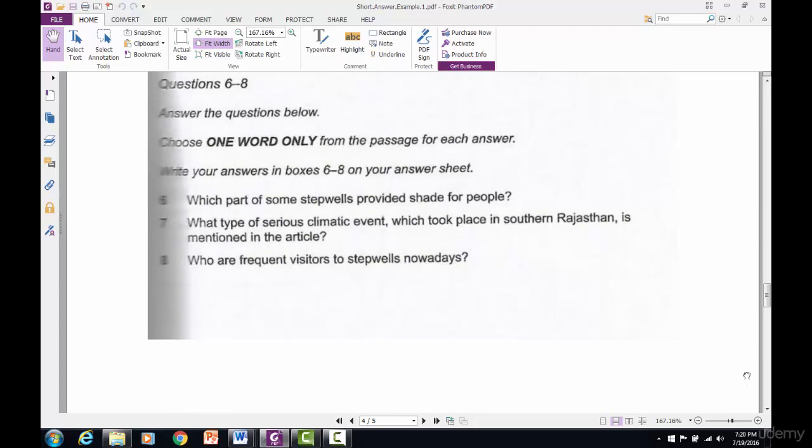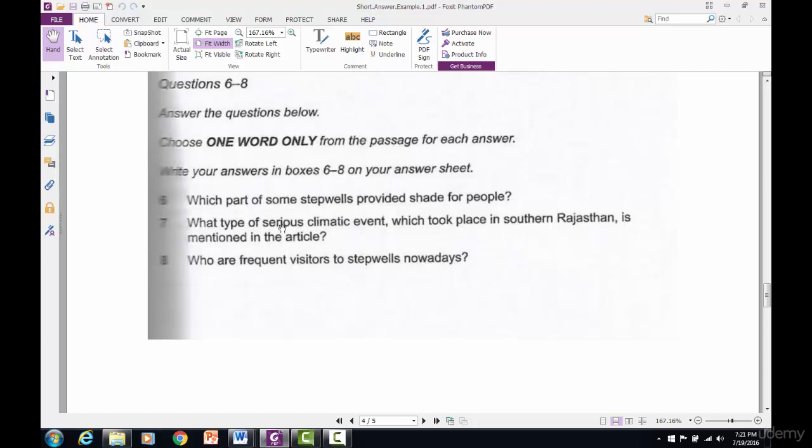All right, in looking at numbers 6, 7, and 8, the one that's going to be the easiest to find first is number 7, because it has the capitalized word Rajasthan, which is a place, because it says Southern Rajasthan. I know that's probably bad pronunciation, but I'm trying. After we find number 7, we can find number 6, where the keywords are providing shade for people. The word Stepwell we're going to see everywhere, so that's not really a keyword. And for number 8, we're talking about frequent visitors nowadays. Nowadays means currently.